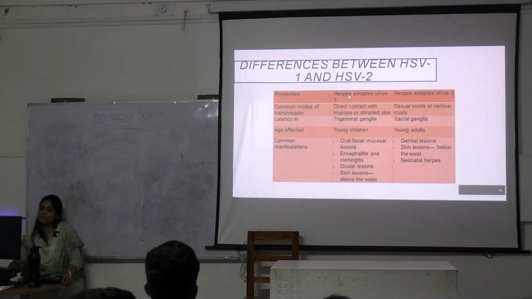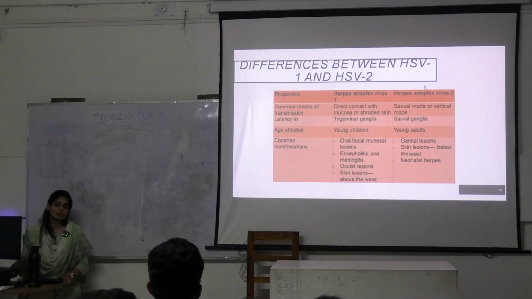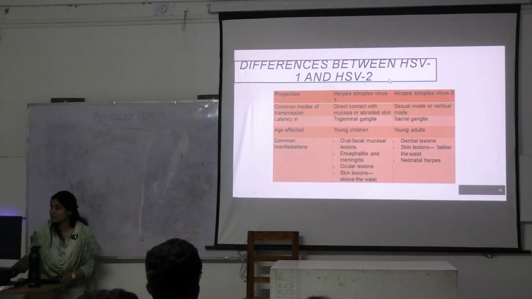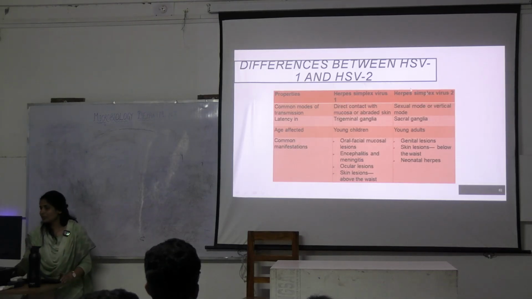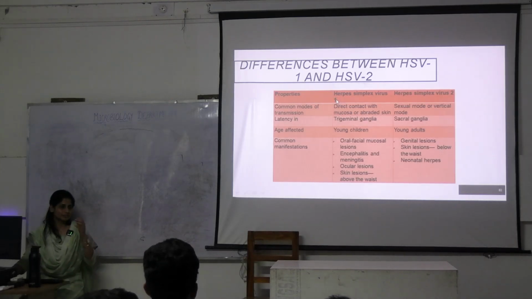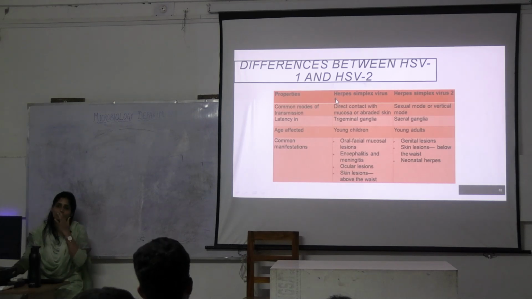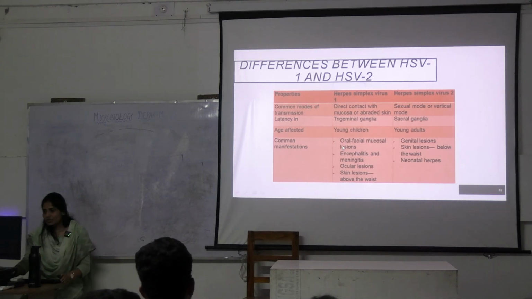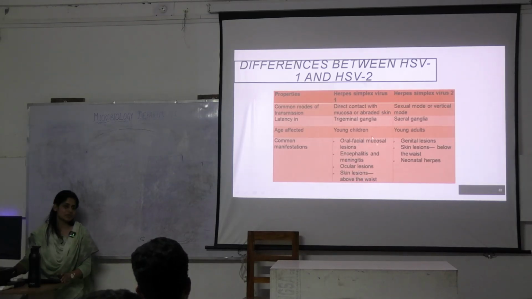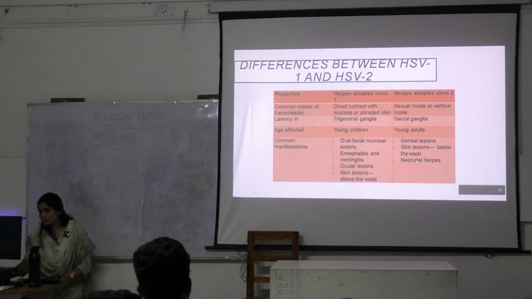Now we'll discuss herpes simplex virus 1 and 2. They do not have any other common names. Whenever we are talking about herpes virus 1 and 2, just remember that type 1 causes infection above the waist. What do you mean by above the waist? Above the waist means oral or facial mucosal lesions, encephalitis, skin lesions, ocular lesions. These are caused by herpes simplex virus HSV1. Below the waist will be caused by HSV2. Okay?